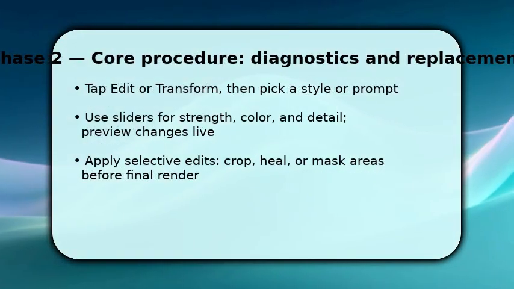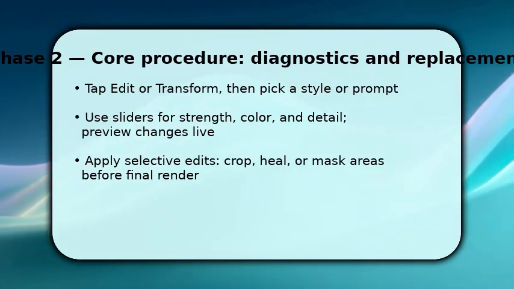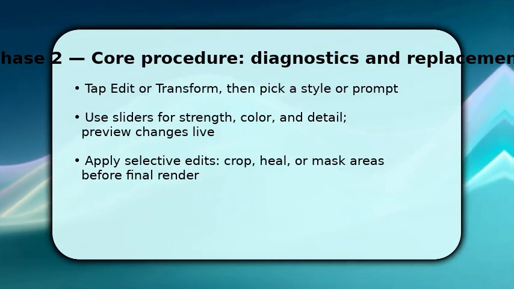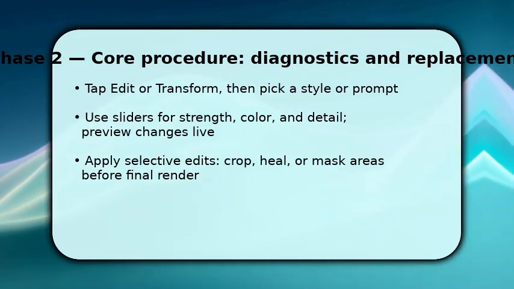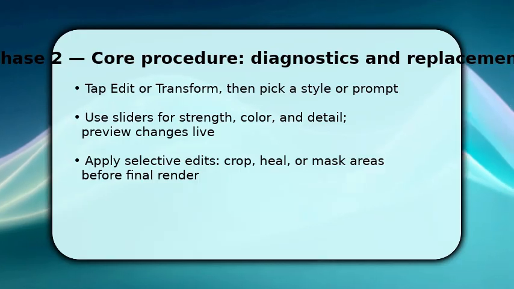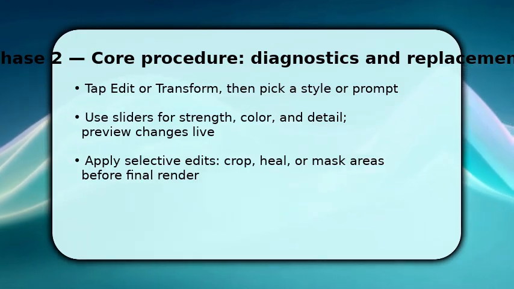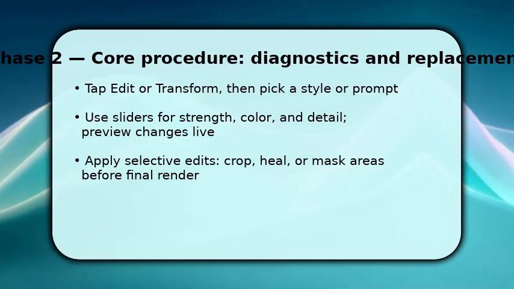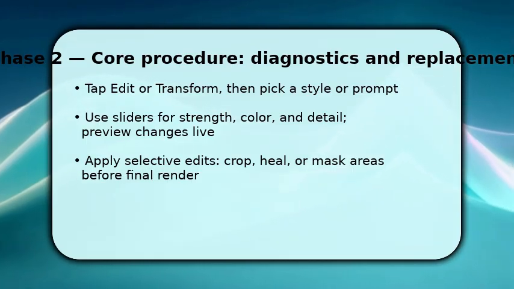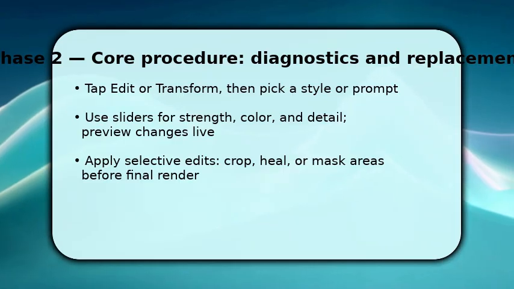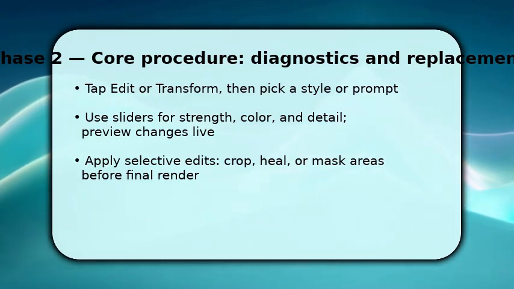Now you'll apply transformations. Tap Edit or Transform and select a preset style or type a prompt describing the change you want. You can adjust strength, color, and detail with sliders. Use a light touch at first and preview live to avoid overprocessing. If specific areas need work, use the mask or selective edit tool to protect backgrounds or isolate the subject.